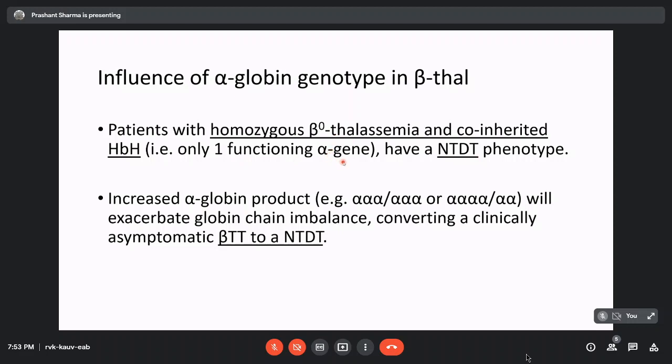On the other hand, if somebody is a beta thalassemia trait, but has inherited a defect where there is an increased alpha globin product. So again, it will be clear next time how sometimes the same deletions that can give rise to alpha thalassemia can give rise to triplicated or quadruplicated alpha globin genes in another allele. So if somebody inherits this sort of a genotype and has a beta thalassemia trait, they will become symptomatic. So they will usually end up behaving like a non-transfusion dependent thalassemia.